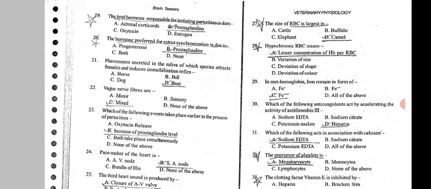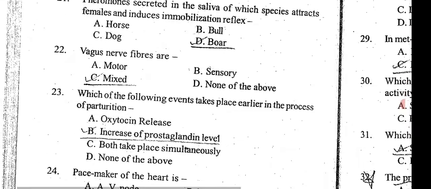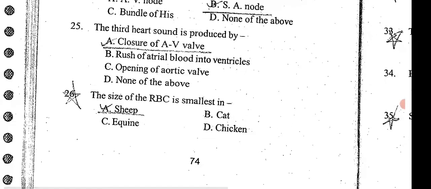Till now we have studied that the fetal membrane is responsible for prostaglandins that initiate parturition. They are used for estrus synchronization, and the pheromones of bull are in the saliva of bull that attracts females and induces the immobilization reflex. Vagus nerves are a mixed type of nerves, and the pacemaker of the heart is called the sinoatrial node. The third heart sound is produced by the atrioventricular valve.